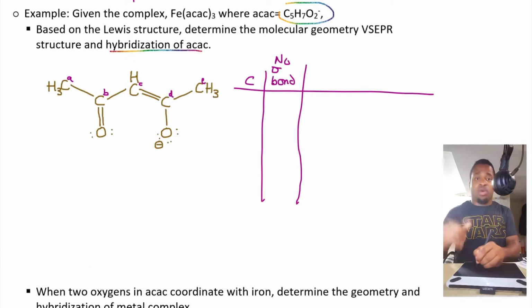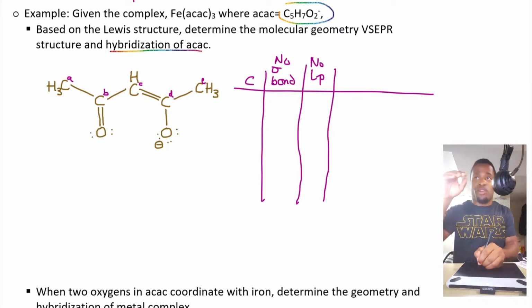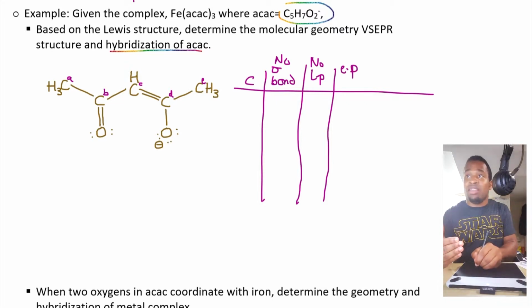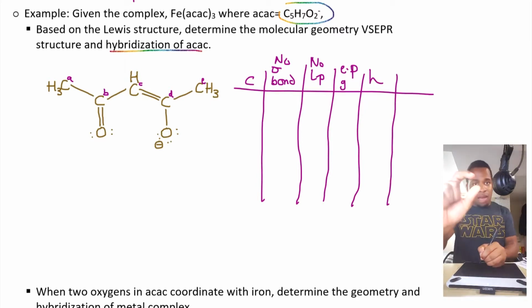And then the next one, based on the number of sigma bonds, is to be able to take into consideration the number of lone pairs. So I'll just put number of lone pairs, which is LP in this case. And then based on the combination of the number of sigma bonds and number of lone pairs, I can then determine what the electron pair geometry is, that will then allow us to conclude what will be the hybridization of that particular carbon center right there.